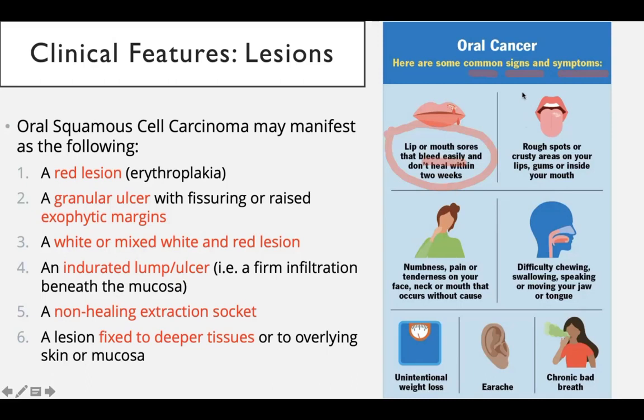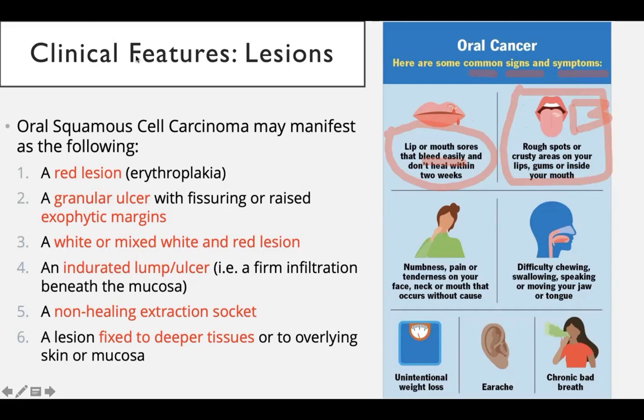And then we have rough spots or crusty areas on your lips, gums, or inside of your mouth. You take the biopsy and confirm it's not candidiasis, not bacterial, it's leukoplakic, and it is either benign or malignant. So actually the previous pre-malignant lesions are now converting into malignant lesions.